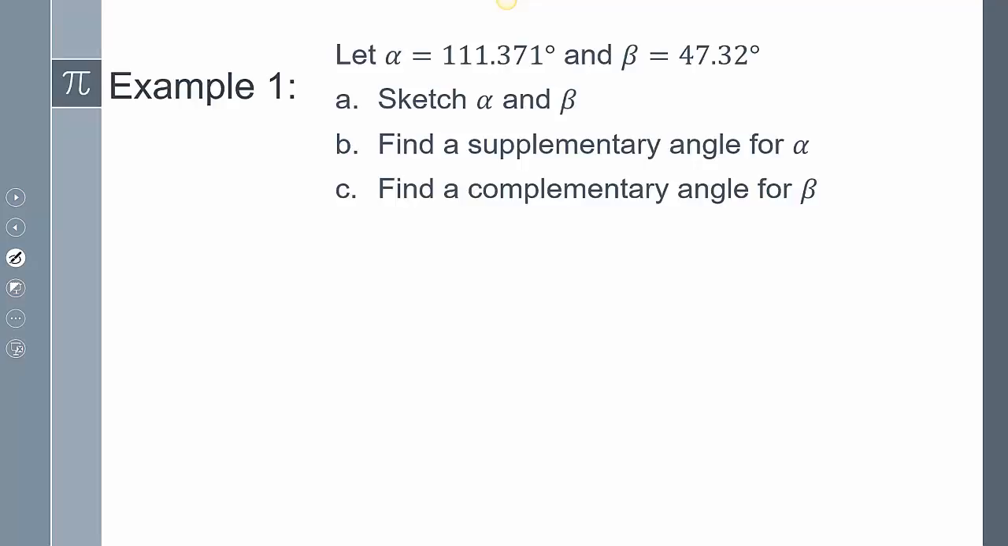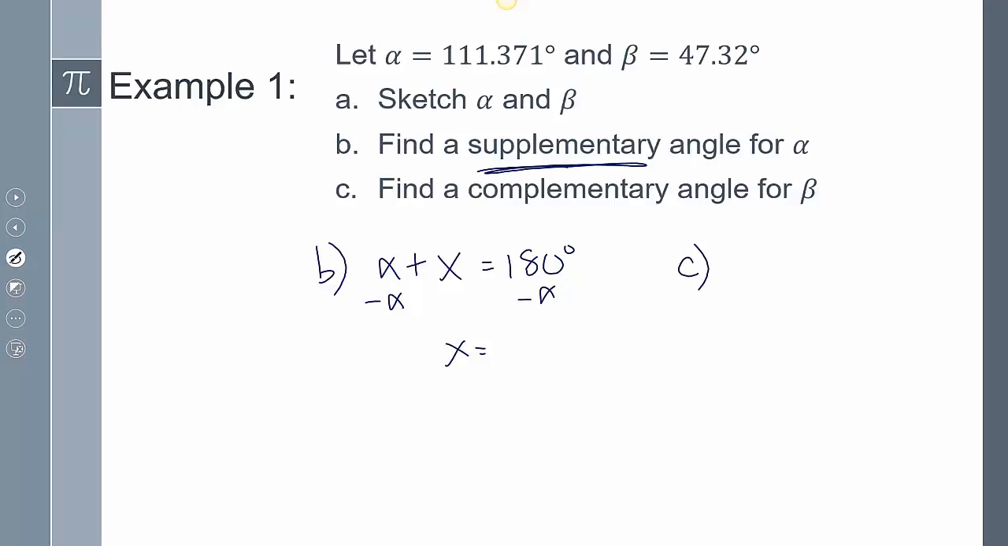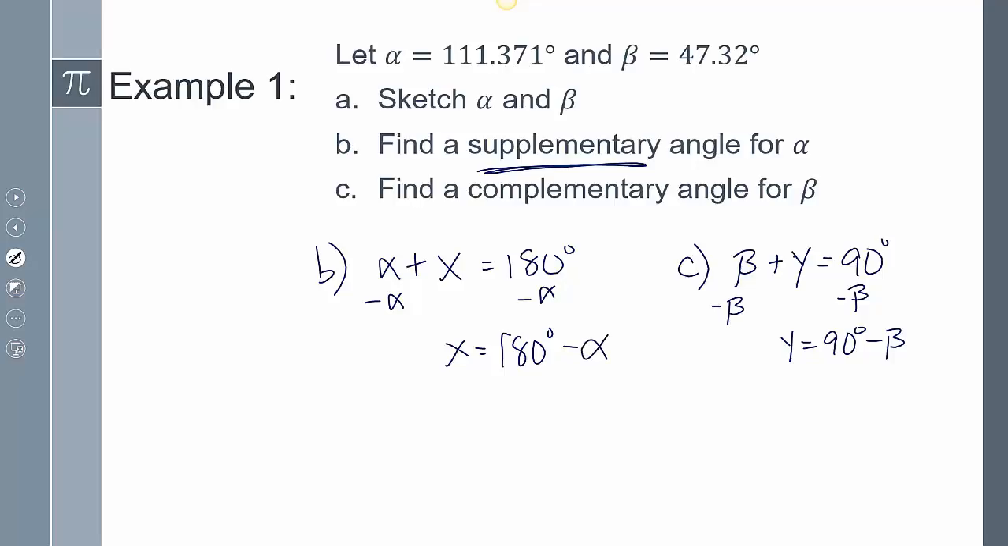But part B, it says find a supplementary angle for alpha. So for part B, what we can do here is find that supplementary angle. I could say that alpha plus some angle x is going to give me 180 degrees. Well, why did I say 180? Because it says supplementary. And so if I subtract alpha from both sides, that's going to give me what my x value is. And I can use that same concept for C. I can say, if I take beta and add it to some complement y, that's going to give me 90 degrees. So if I subtract beta from both sides, y is going to equal 90 degrees minus beta. And that's going to give you what your supplement is and what your complement is.